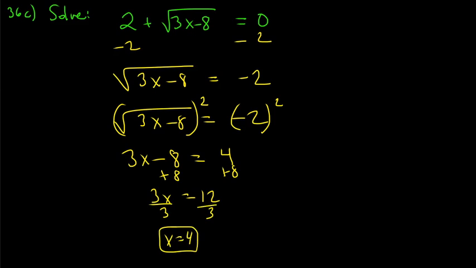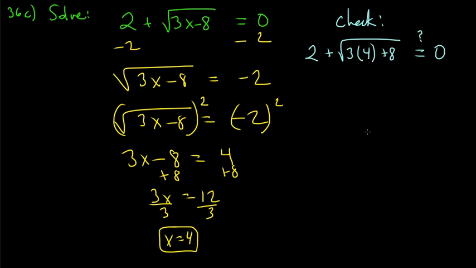Okay. And I'll leave it to you to check. Actually, I think I'm going to check as well, right? So 2 plus the square root of 3 times 4 plus 8. Does that equal 0? No, of course not. We're adding two positive numbers here, right? You're not going to get 0.